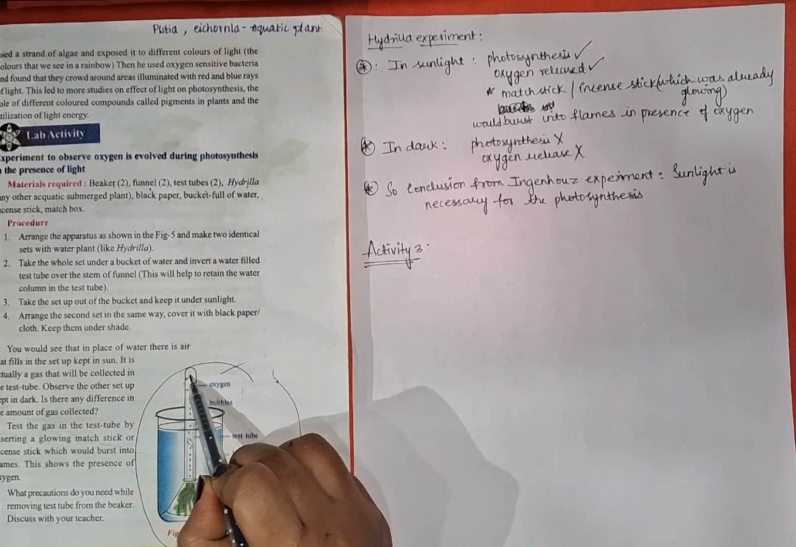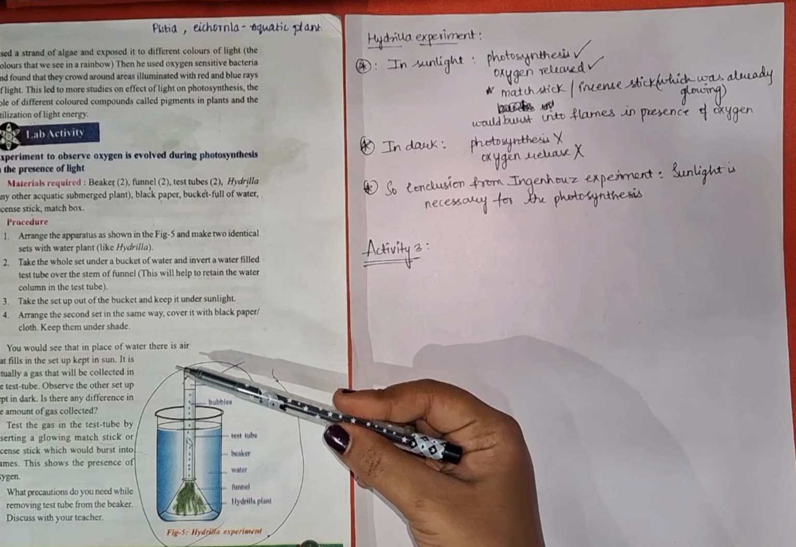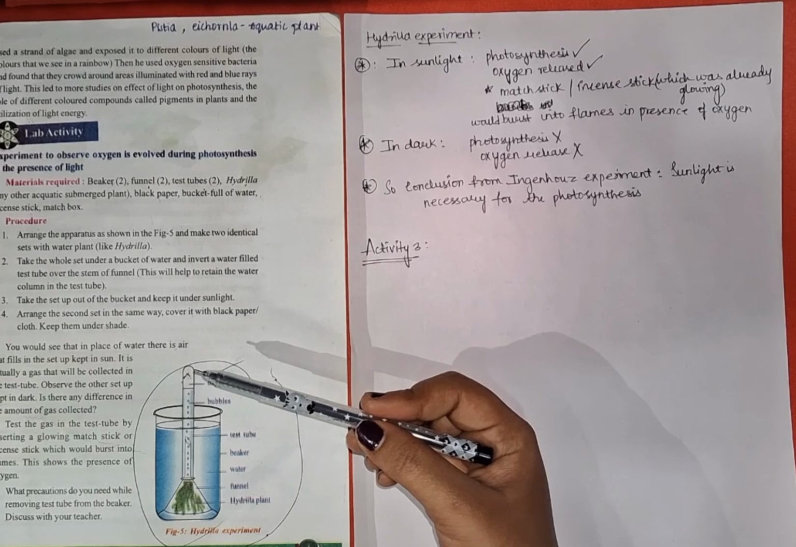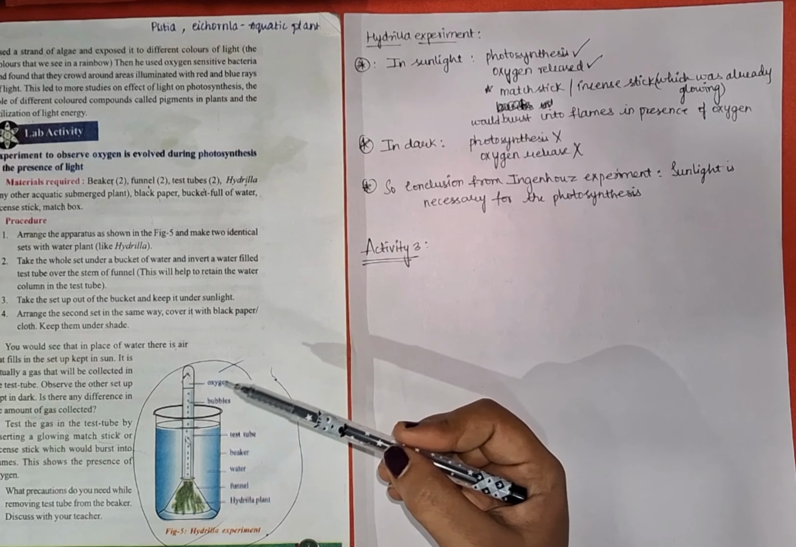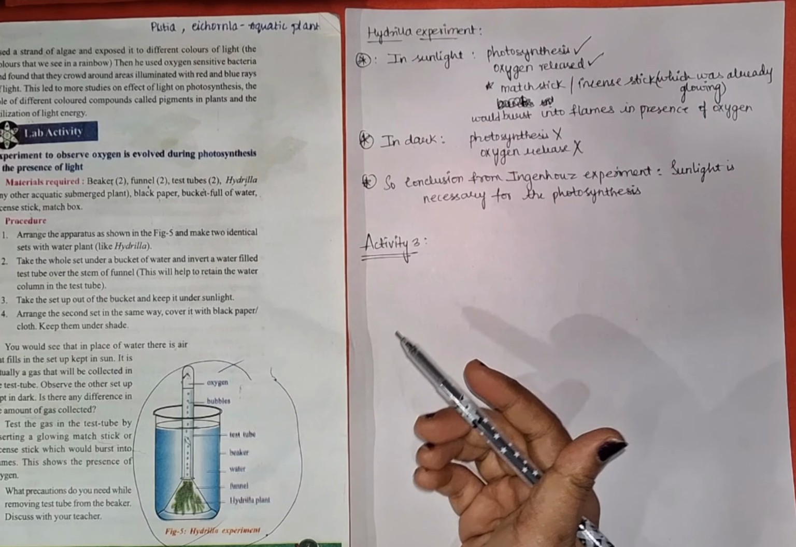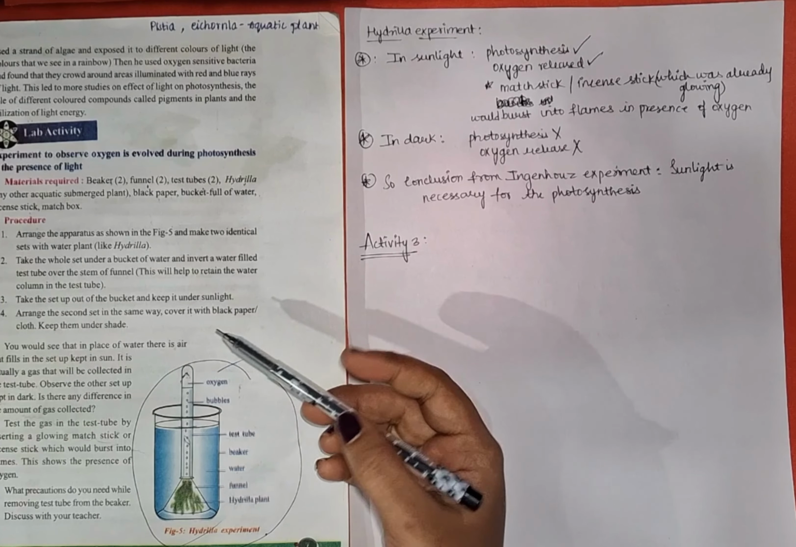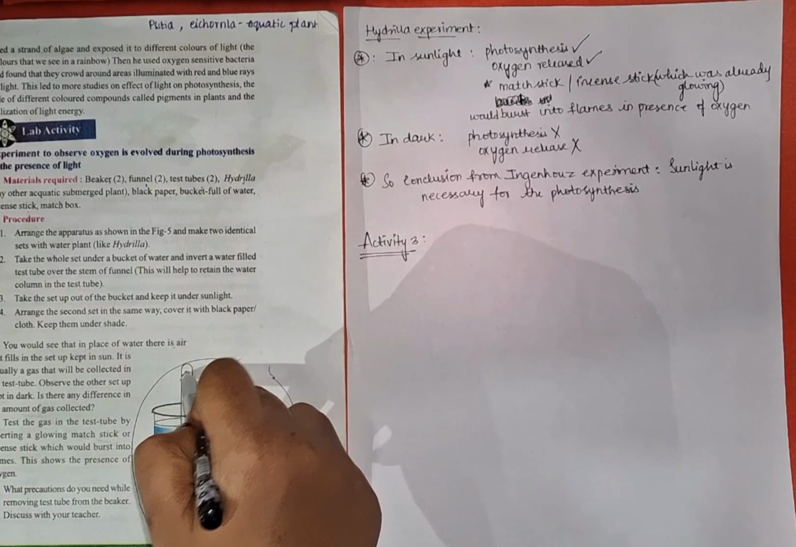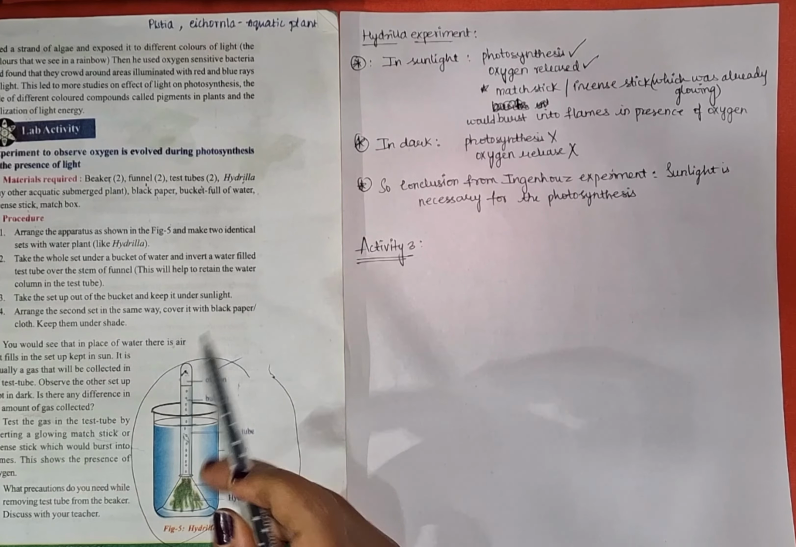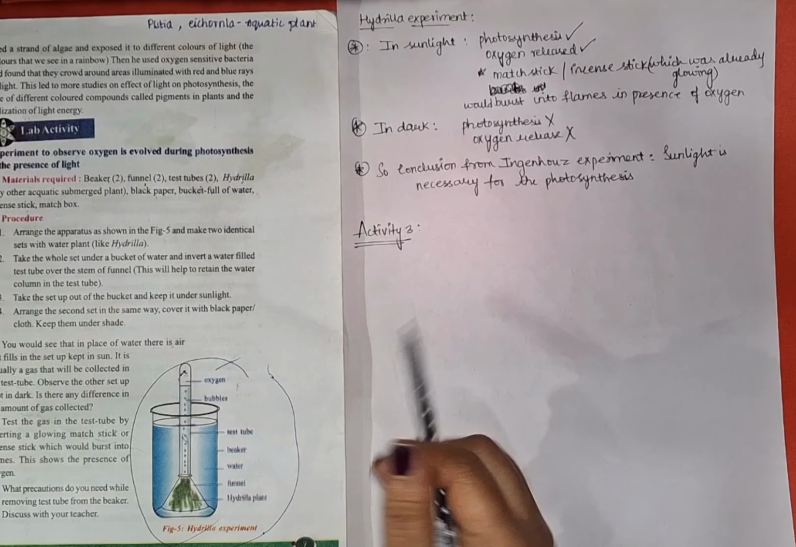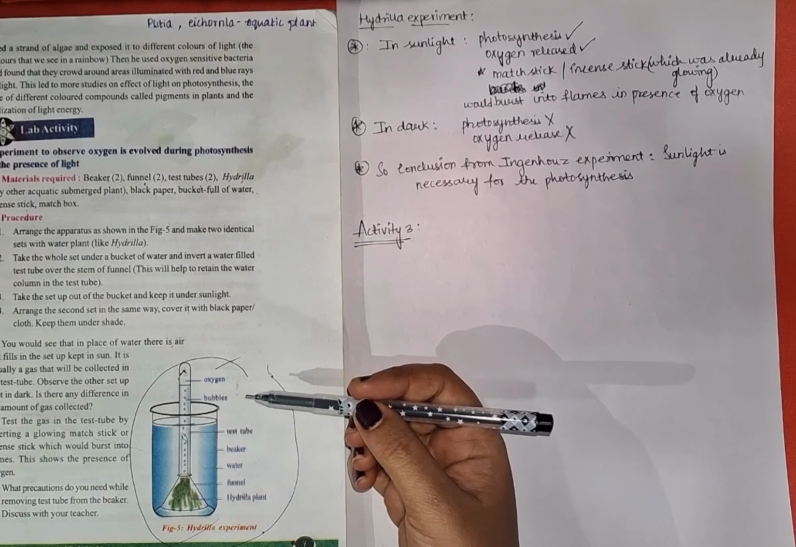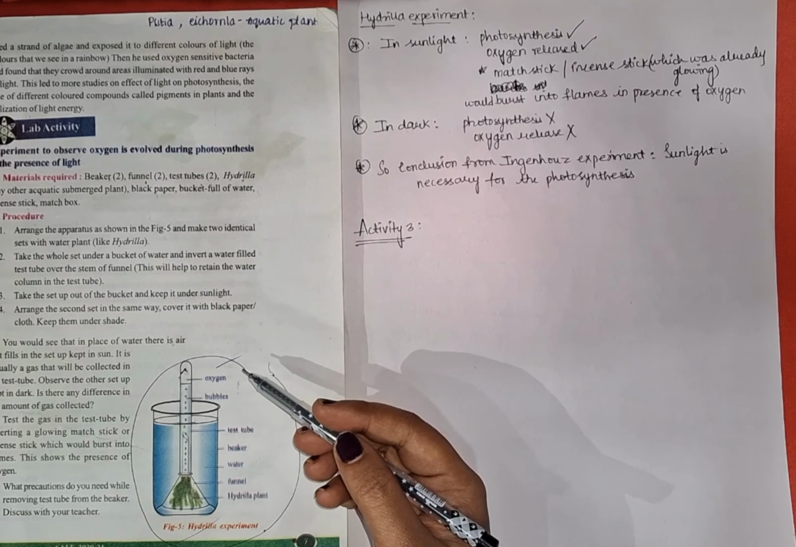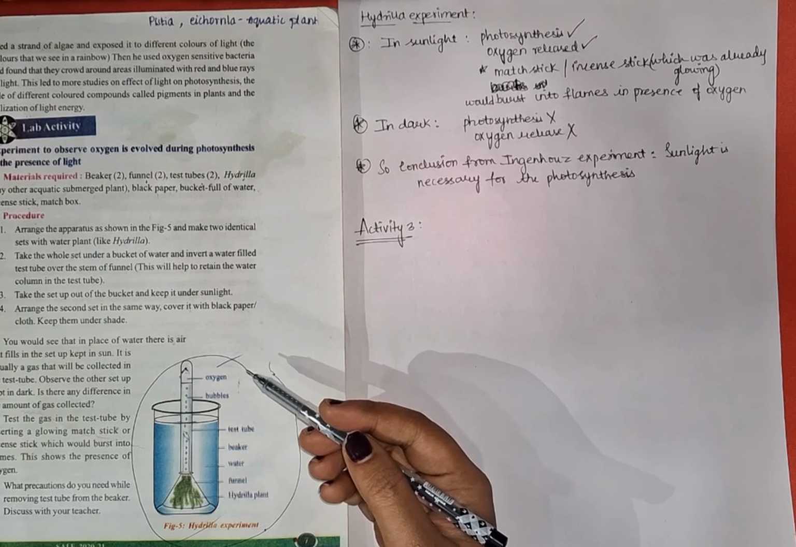This happened only in the presence of sunlight, because in the presence of sunlight photosynthesis occurred and oxygen was released. Whereas in the dark there was no sunlight, so there was no photosynthesis happening. That means there was no oxygen released. Here there was only water. So this was the Ingenhousz experiment. From the Ingenhousz experiment, it has been concluded that sunlight is necessary for photosynthesis. If there is no sunlight, there will be no photosynthesis occurring and no oxygen released.